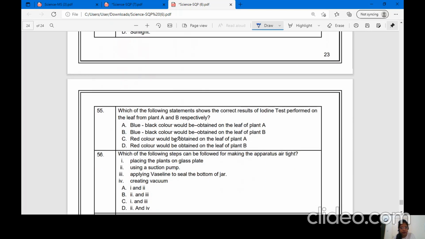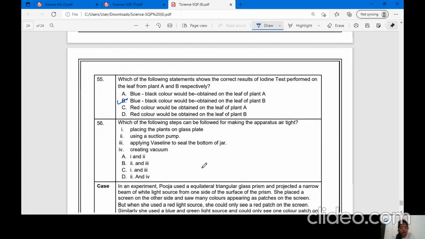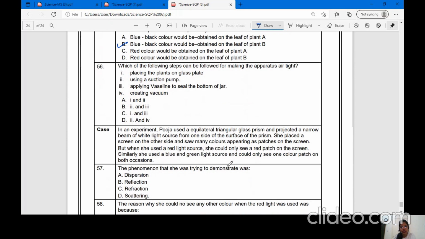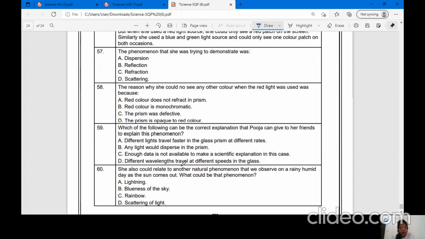Question 55: which of the following statements shows the correct result of the iodine test performed on the leaf from plant A and B respectively? Blue black color would be obtained on the leaf of plant B, because in plant B, potassium hydroxide was not there. It might have done photosynthesis. Question 56: which of the following steps can be followed for making the apparatus airtight? The answer is placing the plants on a glass plate and applying Vaseline to seal the bottom of the jar.